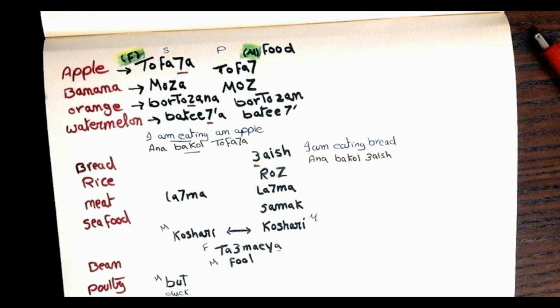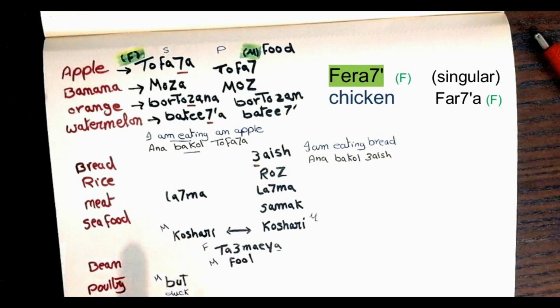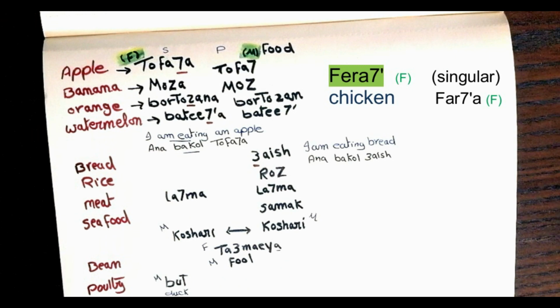For chicken, we say فراخ. And of course, this is the plural form, but it's kind of irregular because it's the plural form and it doesn't end with an A, but it still is a female word. The singular form for this word is فرخة, so there is an A sound at the end, and it's still a female word. So فراخ or فرخة, it's a female word anyway. So you see, this is Arabic. There is a system, but sometimes there are irregulars.